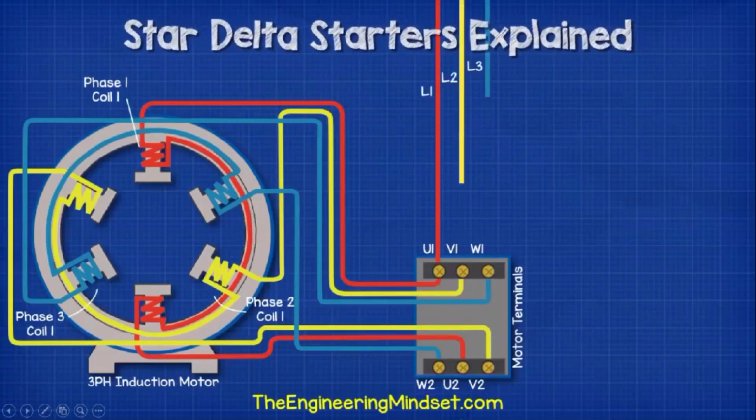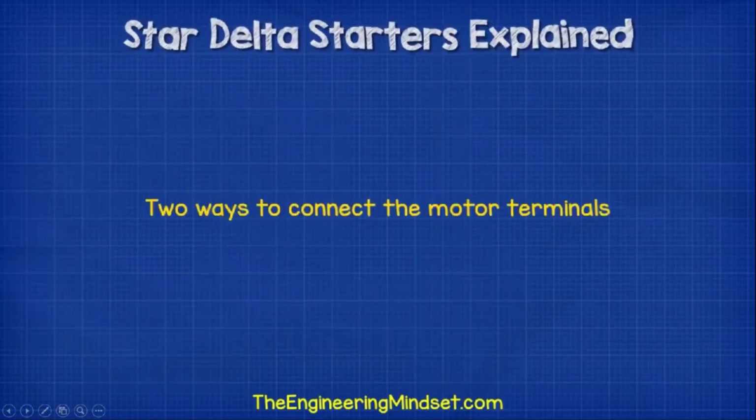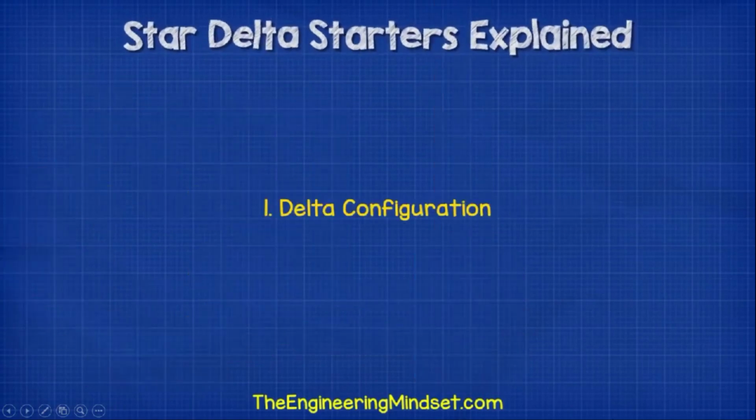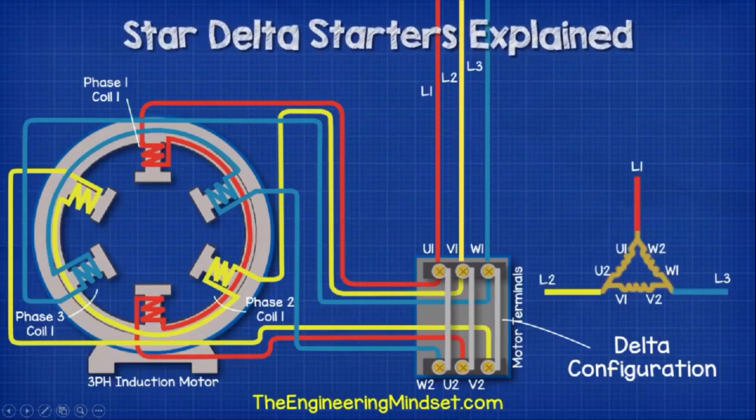We now bring in the 3-phase power supply and connect these to their respective terminals. We always connect the supply side to terminals U1, V1 and W1. Now for the motor to run, we need to complete the circuit, and there are 2 ways to do this. The first way is the delta configuration. For this, we connect across the terminals from U1 to W2, V1 to U2 and W1 to V2. This will give us our delta configuration.